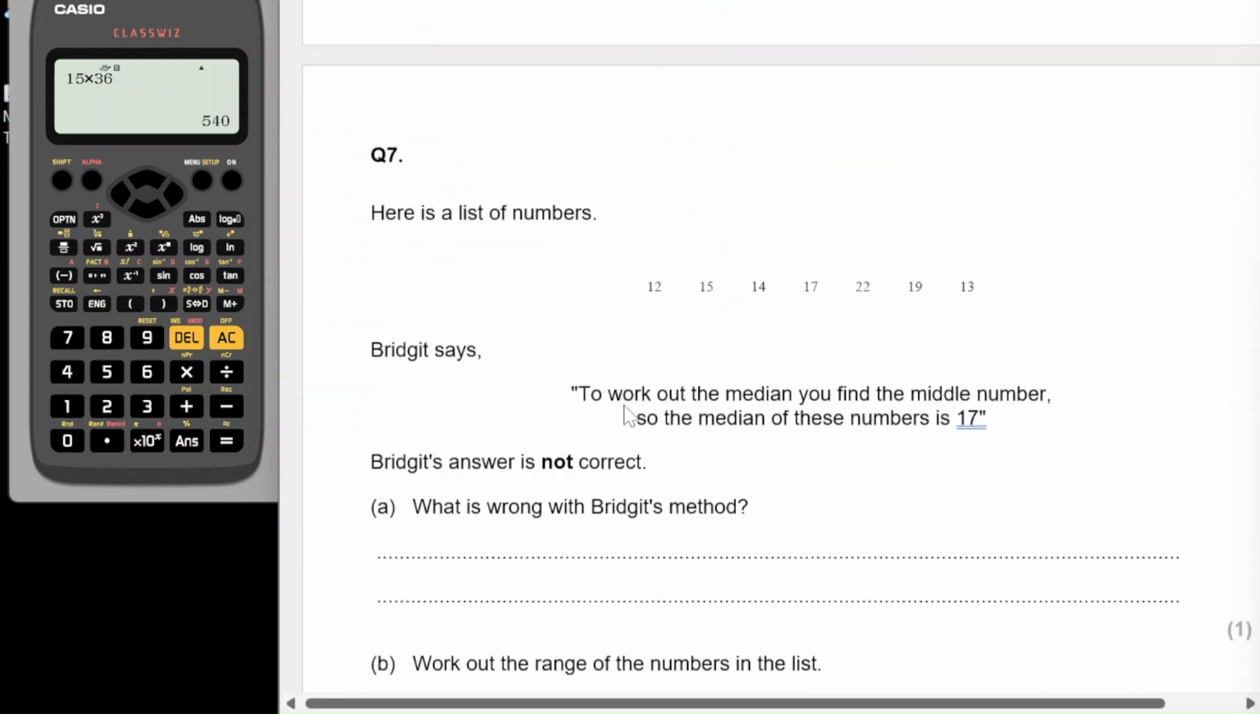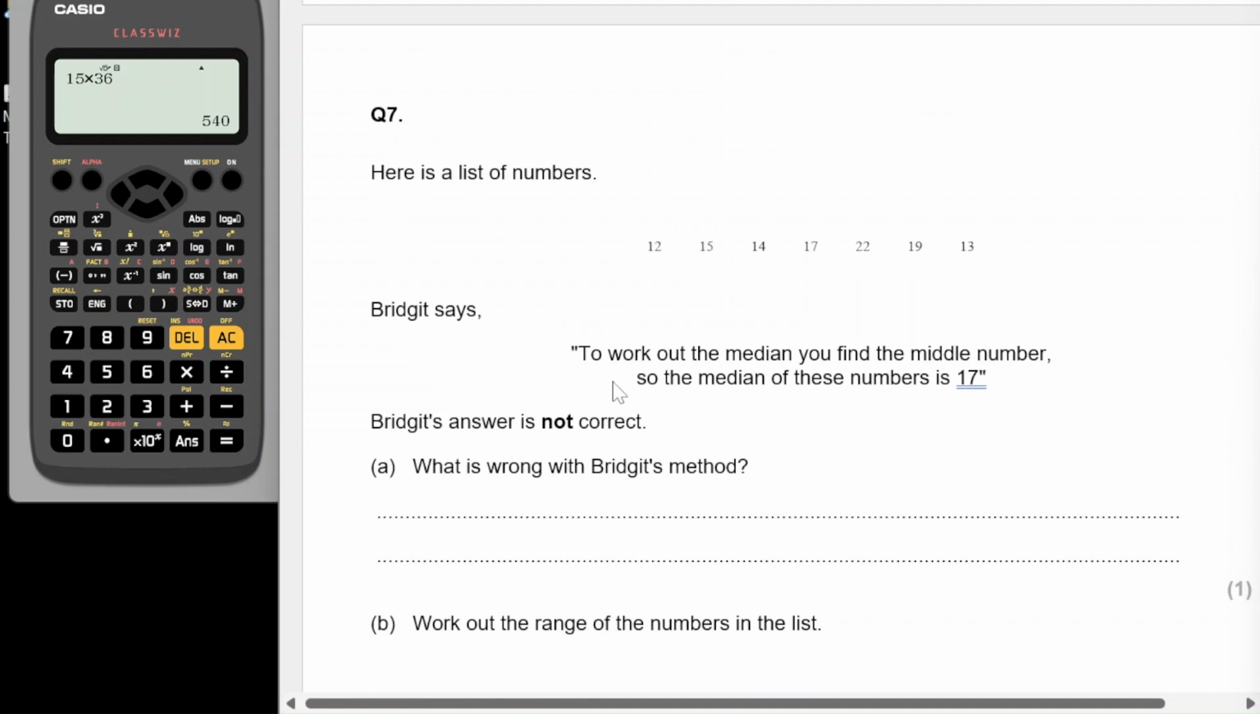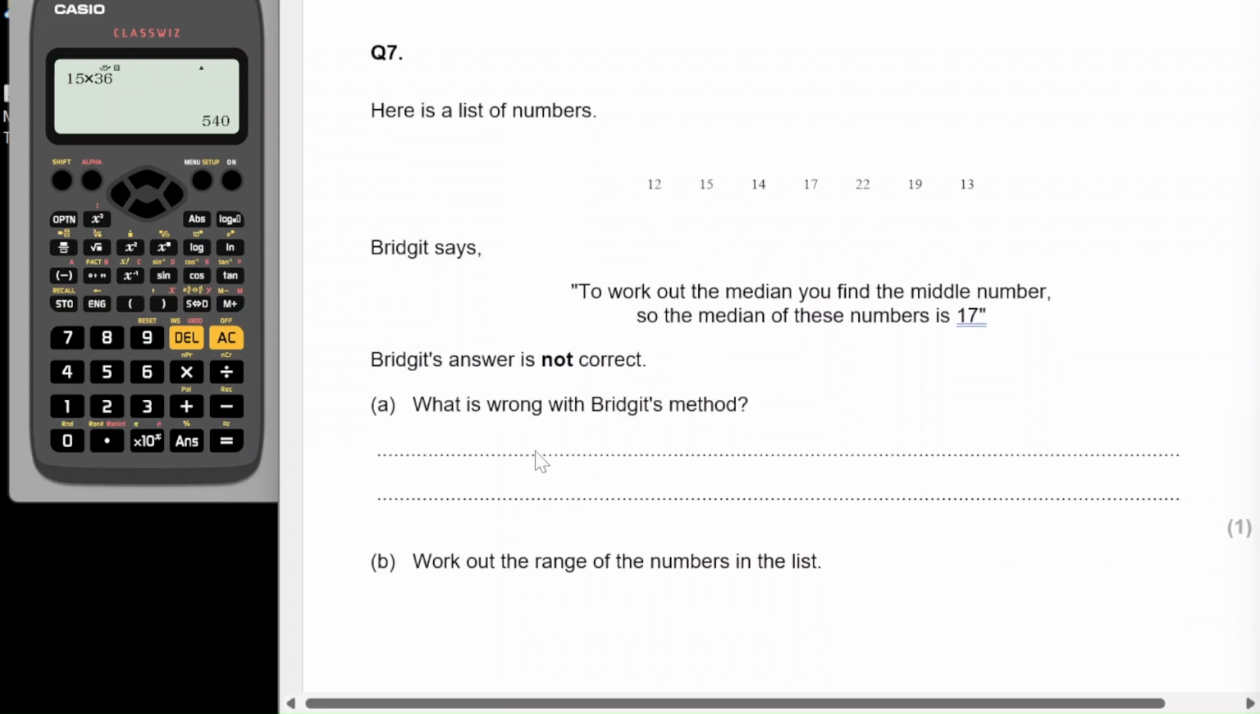Question 7. Here's a list of numbers. Bridget says, to work out the median, you find the middle number. So the median of these numbers is 17. Bridget's answer is not correct. What is wrong with Bridget's method? The numbers need to be in order before you take the middle one.